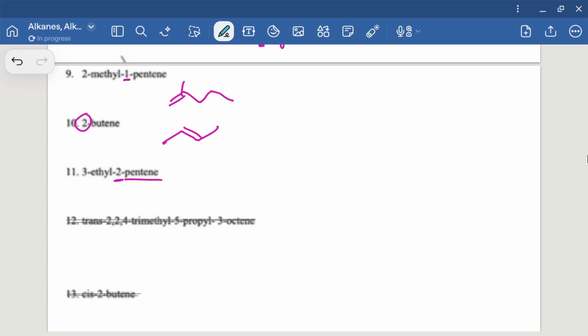Pentene with number 2. Pent is 5, so 1, 2, 3, 4, 5. And then between 2 and 3 is your double bond. And then on carbon 3, you also have an ethyl group.